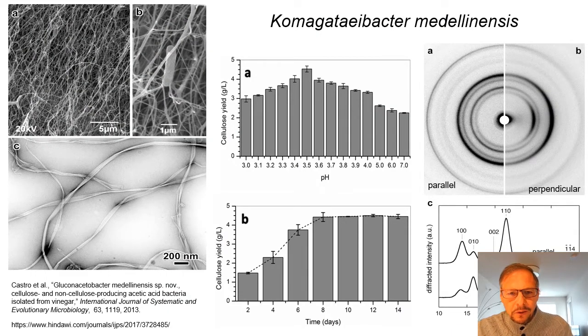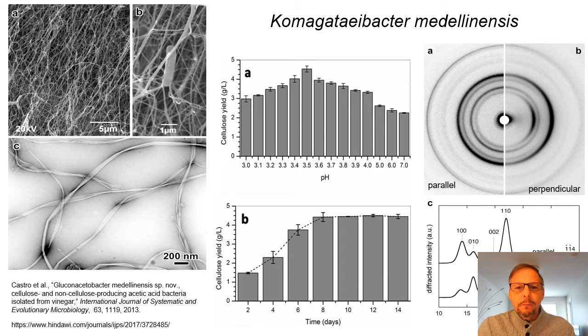Anyway, there is a lot to be said about bacterial cellulose. I don't want to spend too much time on this slide, but just to say in the middle that one can measure the yield of cellulose that is produced, and that yield will depend on the pH of the medium.